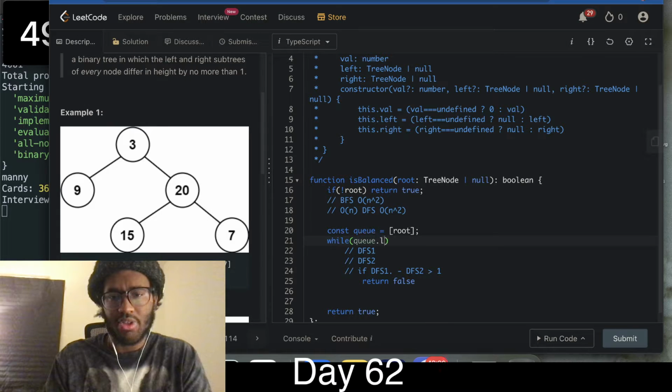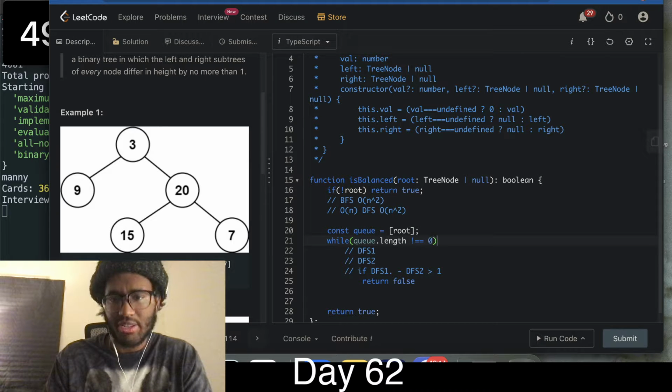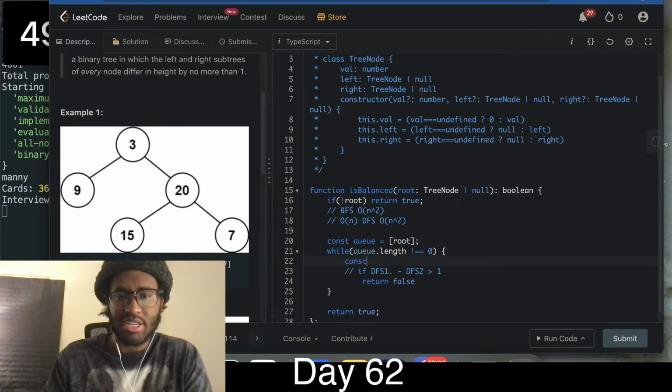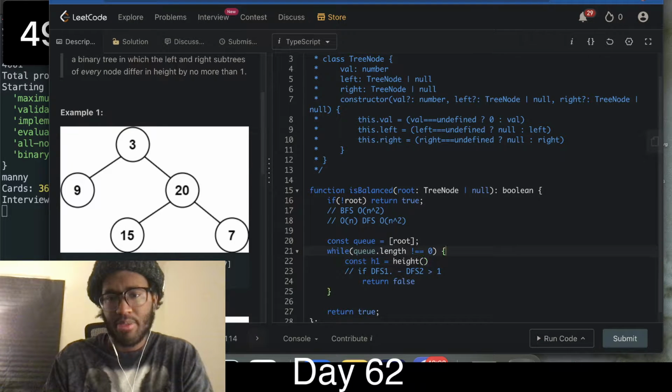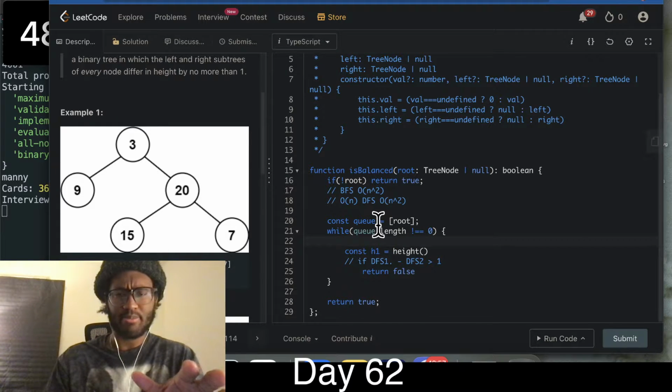We'll say while the queue still has values, so while the queue dot length is not equal to 0, then we're going to have to process these heights. And so to do that, we can just say const h1 is equal to the height of... So we also want to make sure we get, we're going too fast.